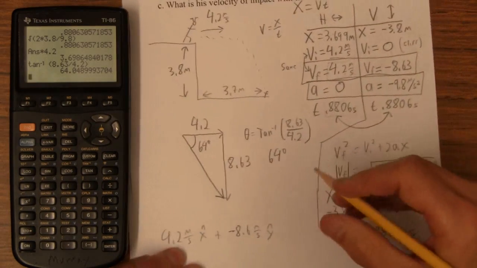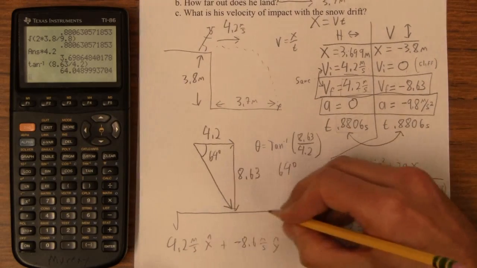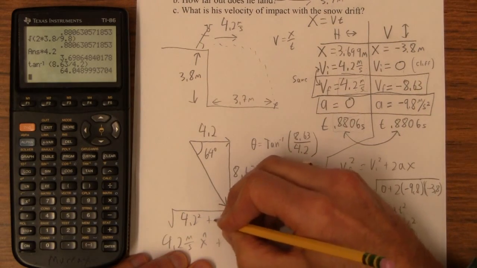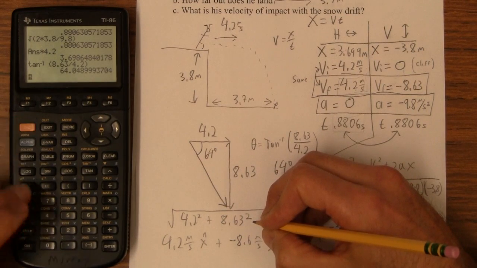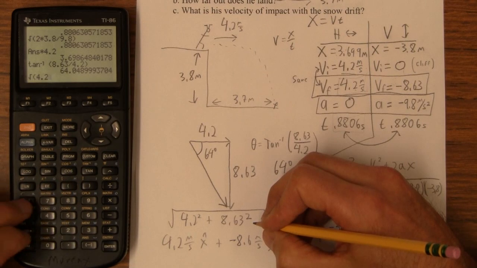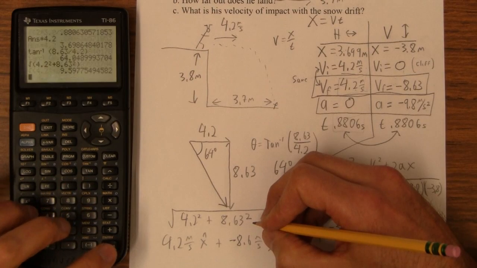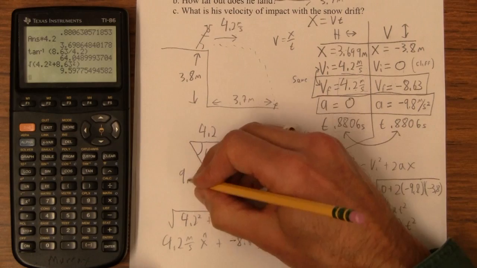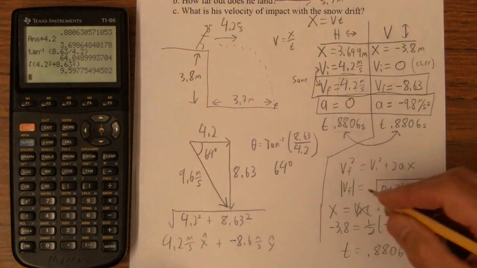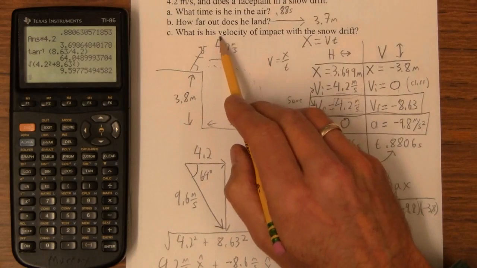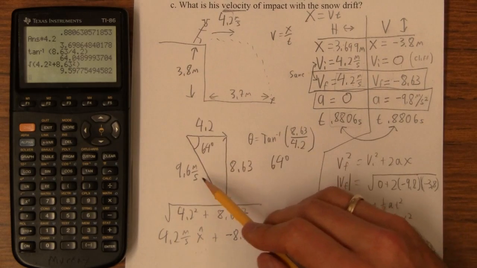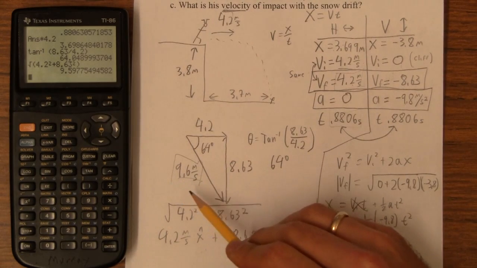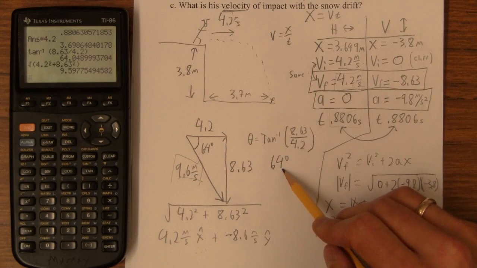And then let's find the hypotenuse. The hypotenuse is going to be the square root of 4.2 squared plus 8.63 squared. And that's 9.6 meters per second. Okay? So the velocity of impact, remember velocity is a vector. We can either write it as a component vector, that's kind of cheating, right? Or we can draw a picture of it and say that the magnitude is 9.6 meters per second and the angle here is 64 degrees.